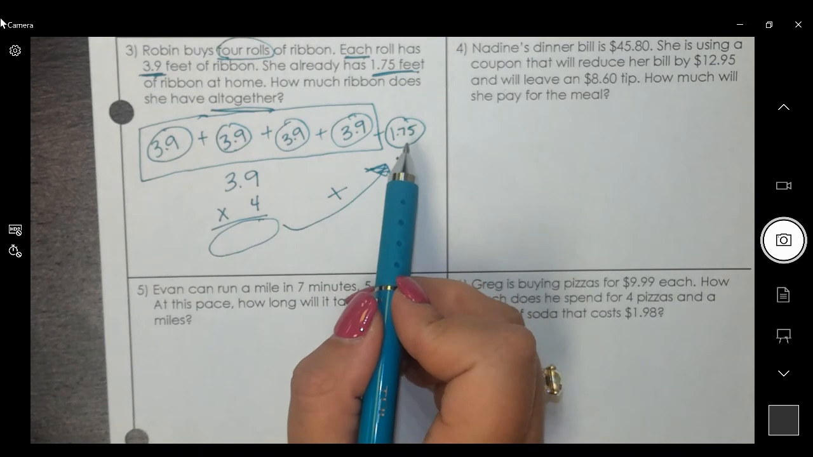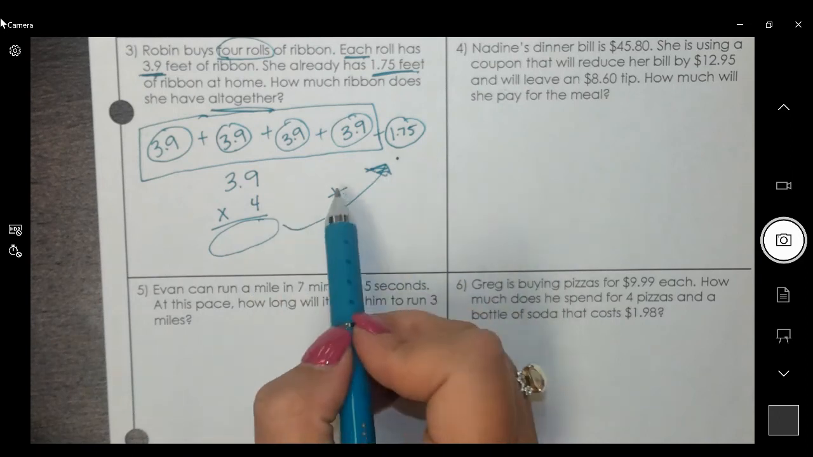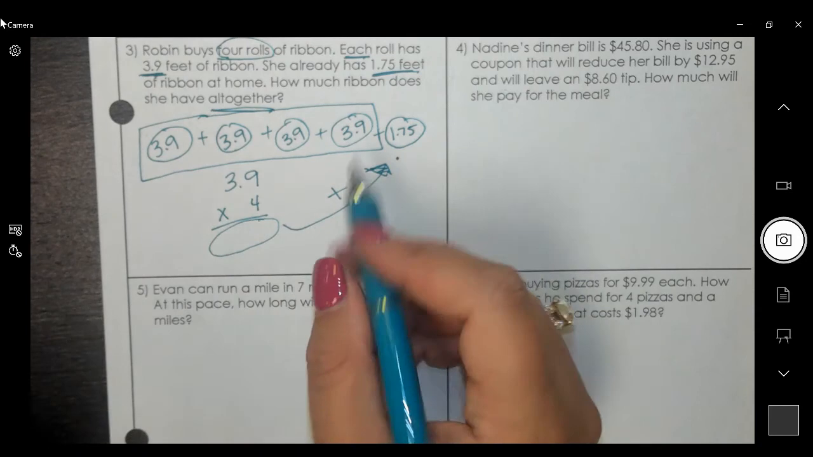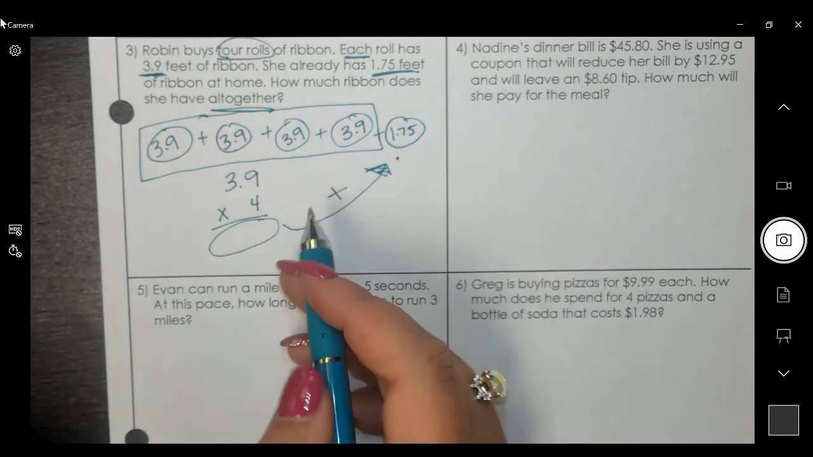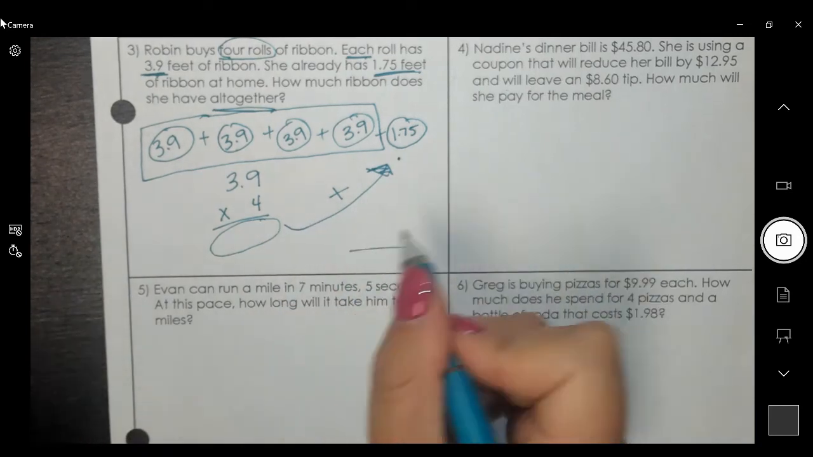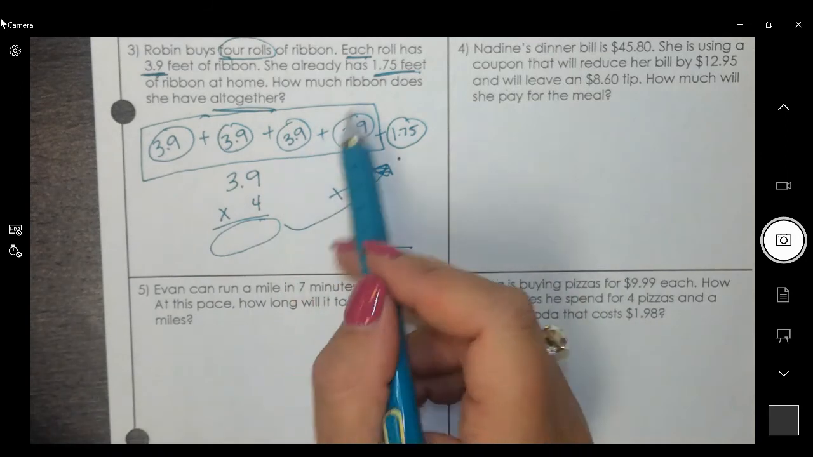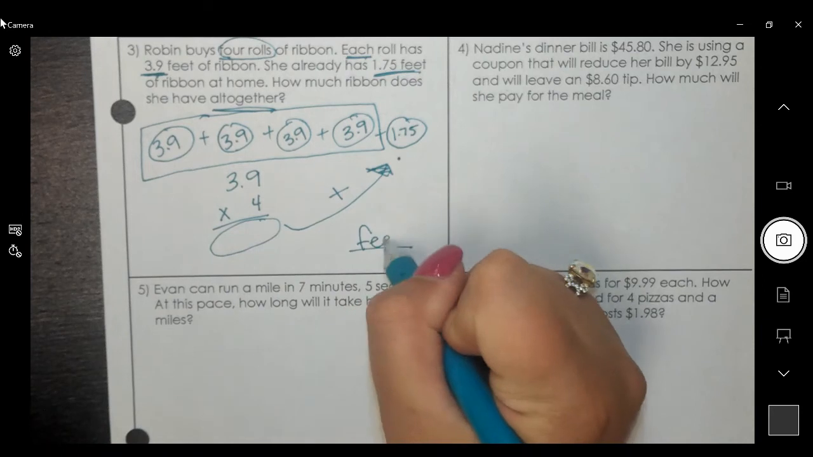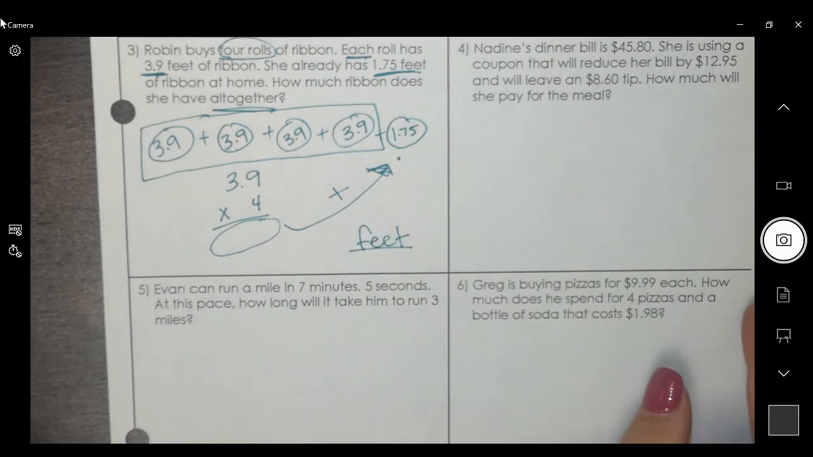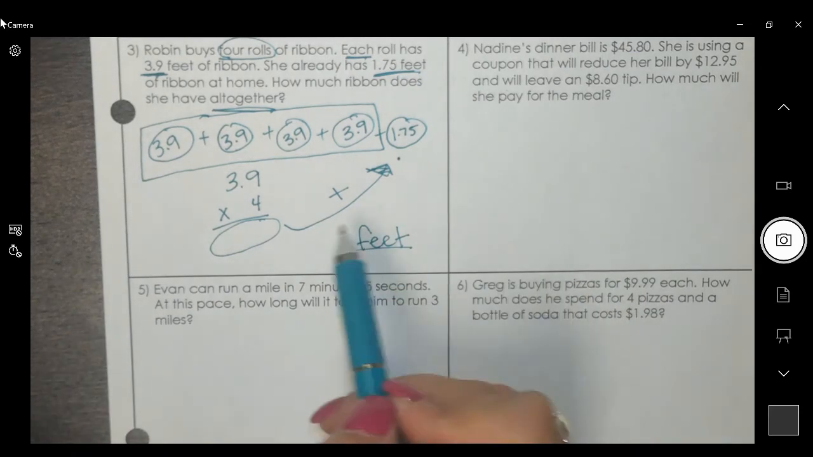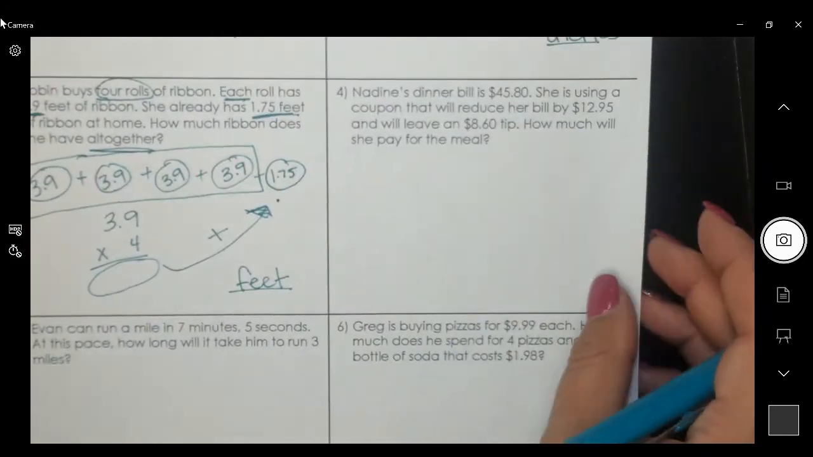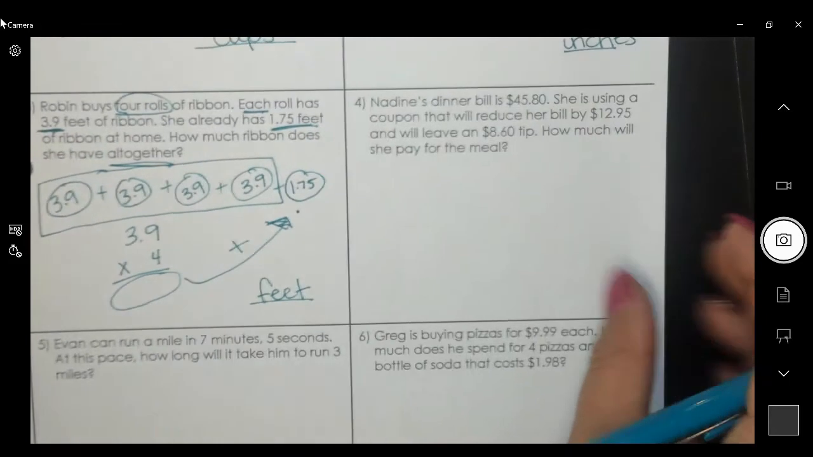Now remember, when you do that, you're not multiplying anymore, you're adding. And when we add decimals, we have to line up our decimals. Okay, so once you have all that solved, don't forget your unit of measurement. What unit of measurement are we using? We're using feet. Make sure you circle your answers too up here and all of them as you go. Okay. All right. Number 4.